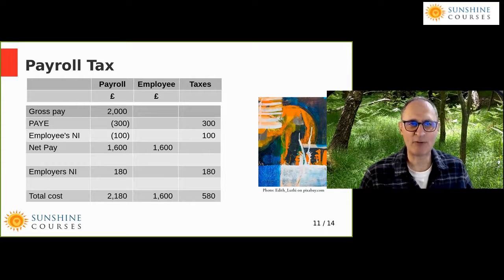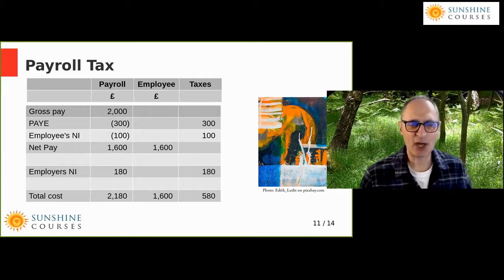And that's because the payroll taxes of PAYE and the employee's national insurance, the £300 and the £100, are due by the company to the Inland Revenue. So they deduct it from the employee and it goes off to the Inland Revenue. So the cost to the company is £2,000, but it pays £1,600 to the employee and £400 to the Inland Revenue or the government.